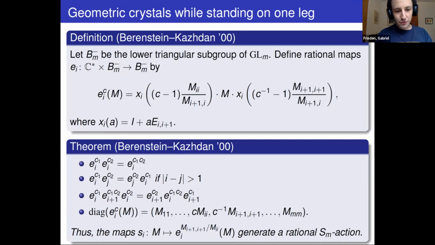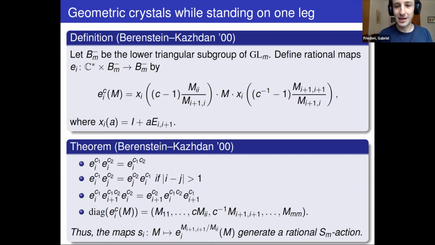So these four properties are what Berenstein and Kazhdan use to define a geometric crystal, basically a set of rational actions like this satisfying these four axioms. And the point is that from these four axioms, it follows that if you put this exact parameter into the crystal operator, this will generate a rational action of the Weil group, which in this case is the symmetric group Sm.